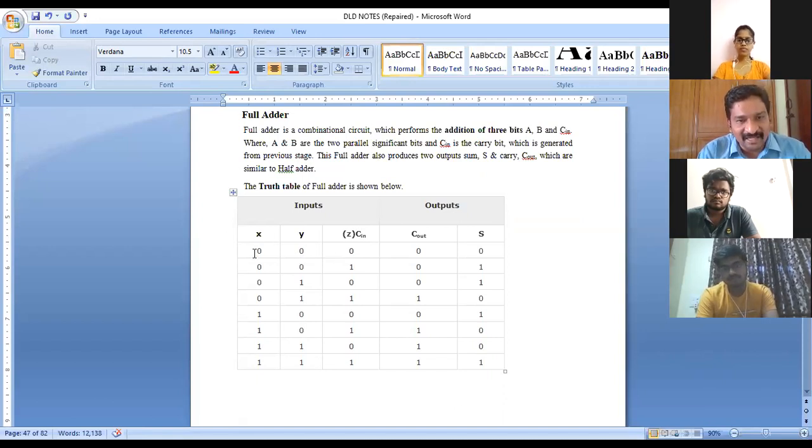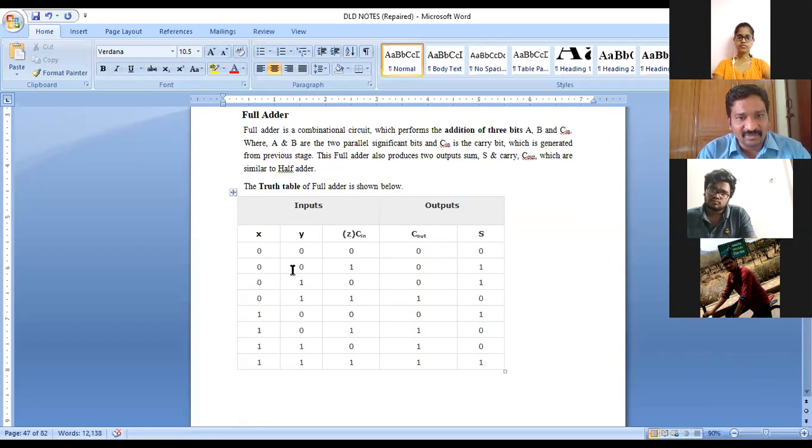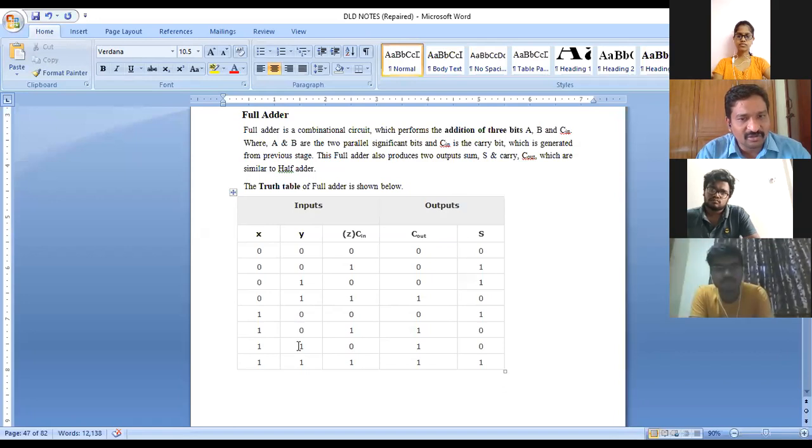Now you add all of these: 0 plus 0 plus 0, the sum is 0. The carry output will also be 0. Similarly, 0 plus 0 plus 1, the sum will be 1, carry will be 0. So come to here, 0 plus 1 plus 1, what is the value? 1, 0. 1 plus 0 plus 1 is 1, 0. Similarly, 1 plus 1 plus 0 is 1, 0. 1 plus 1 plus 1 is 1, 1. Right?